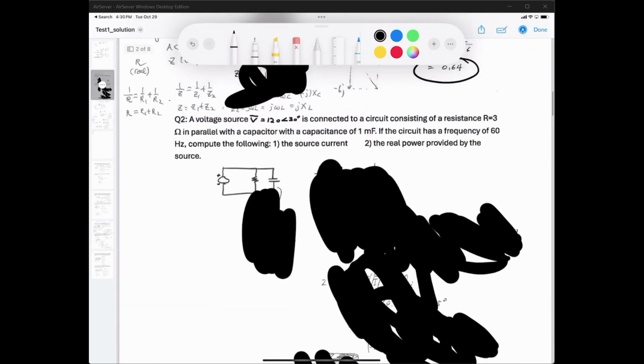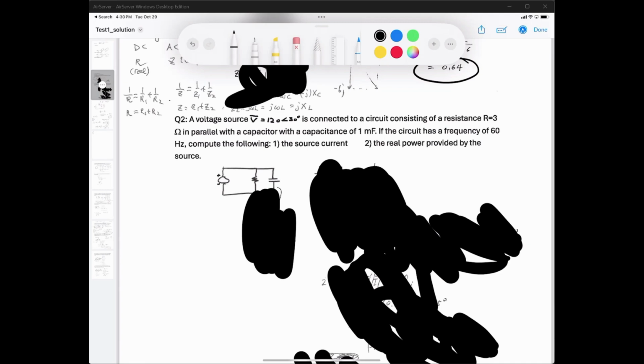So for number 2, we have a voltage source with a magnitude of 120 and a phase angle of 30. And we have a resistor, and we have a capacitor. The circuit has a frequency of 60 Hertz. Compute the following: the source current and the real power provided by the source.